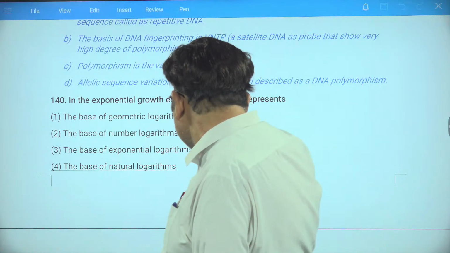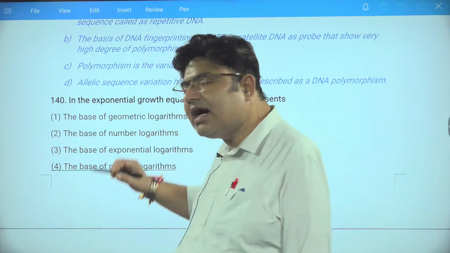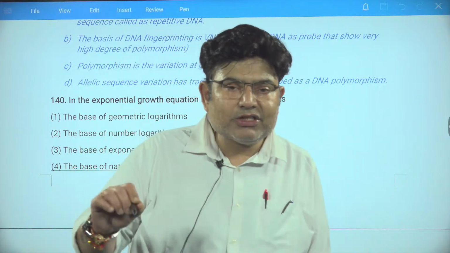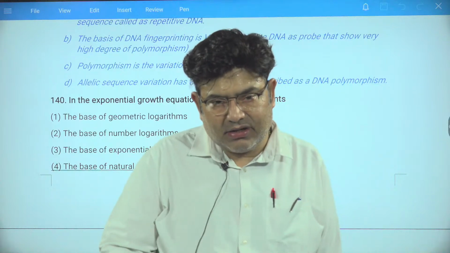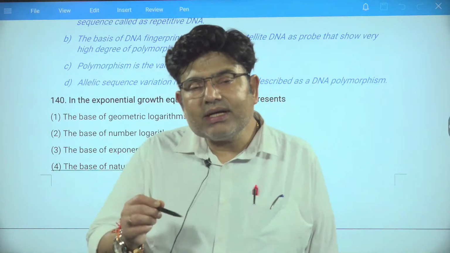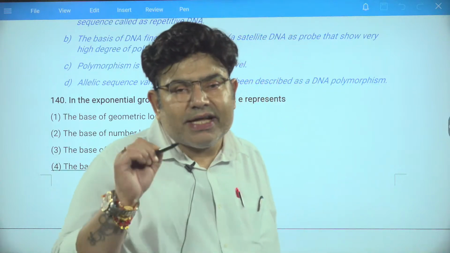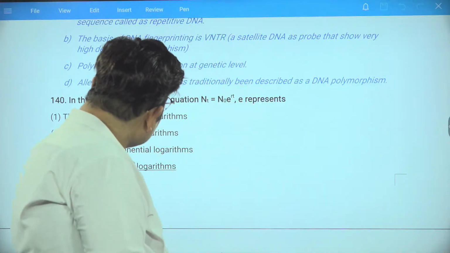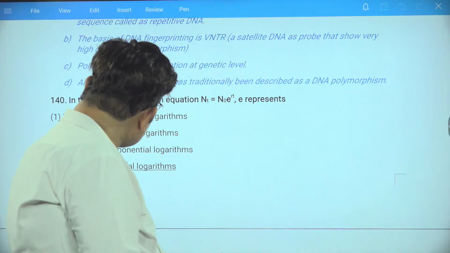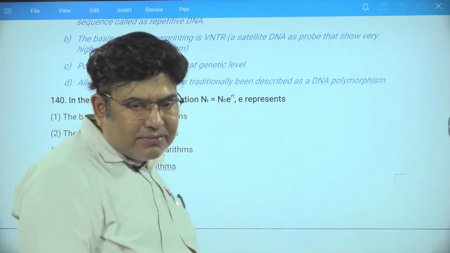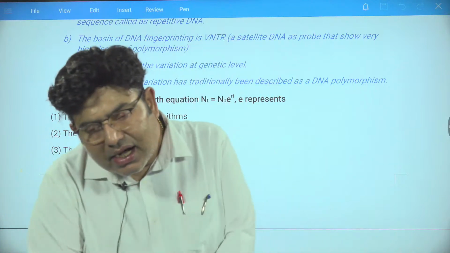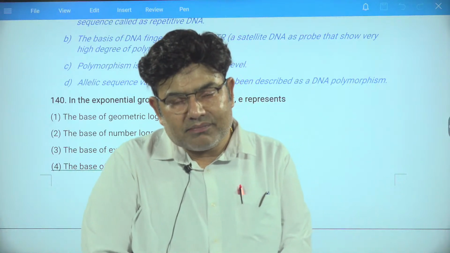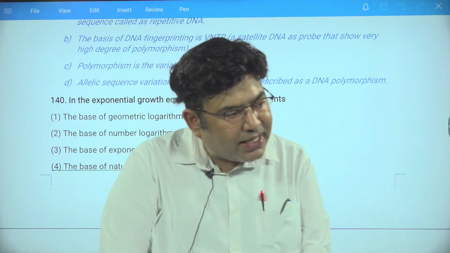Okay, so Nt is the population density after time t, and N0 is the population density, the current density right now. Then e, what is e? e is the base of natural logarithm. What is r? Who will tell me what is r? How do you obtain r? What is the difference of the two things? Come on.